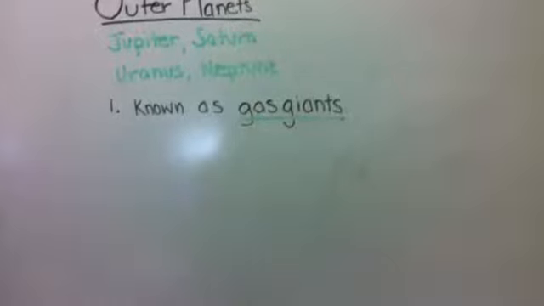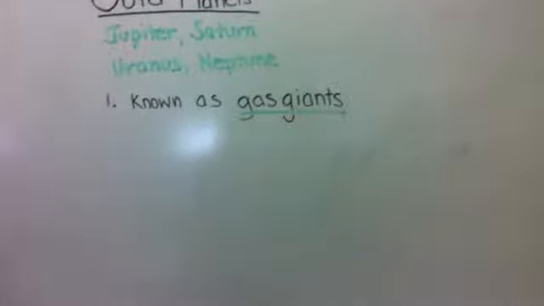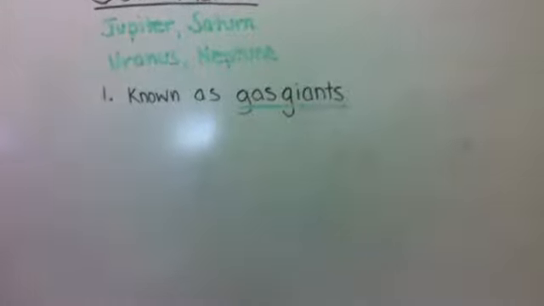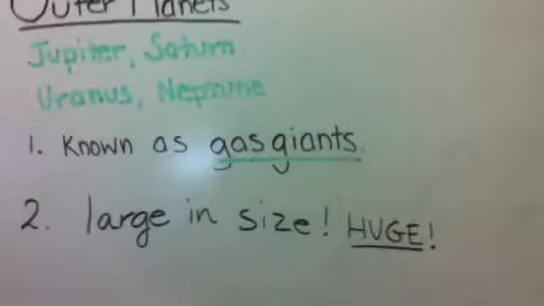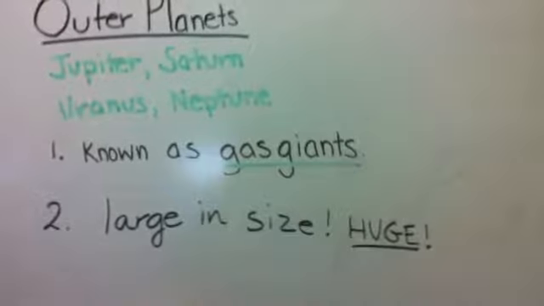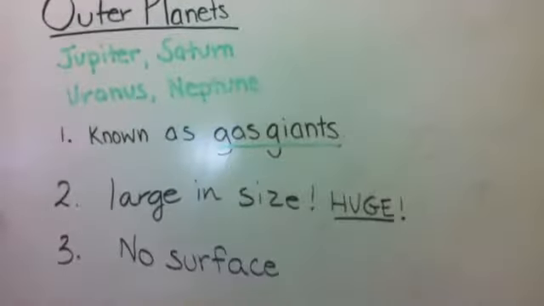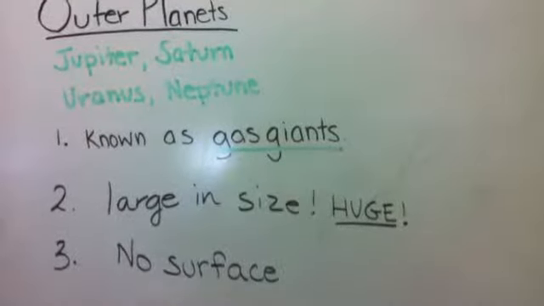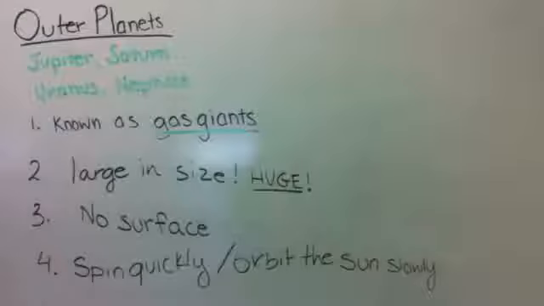Now we are going to talk about the outer planets, also known as gas giants. One can guess where they got that name. They're huge balls of gas with no surface to them, meaning no one can walk on them.